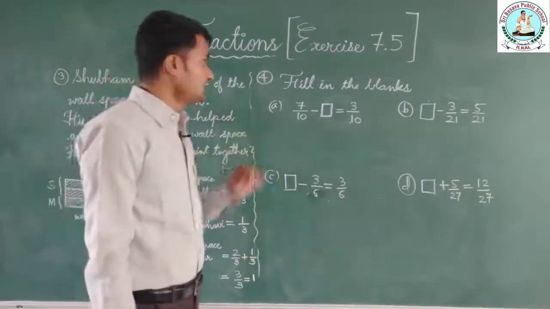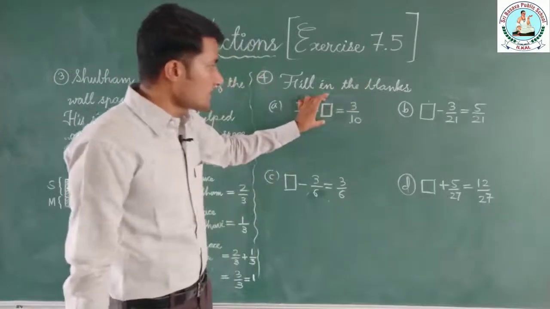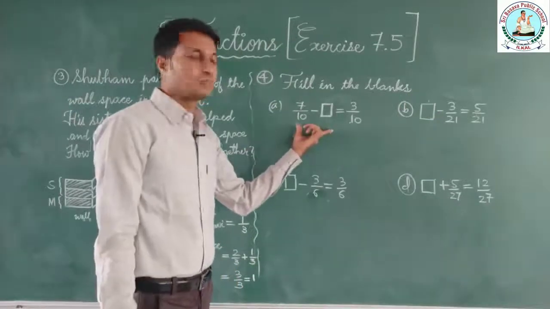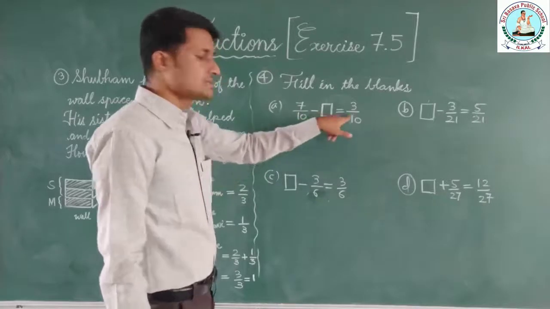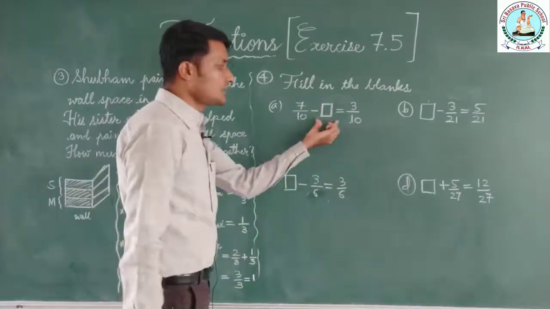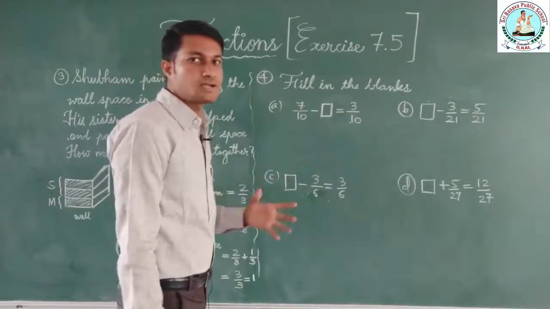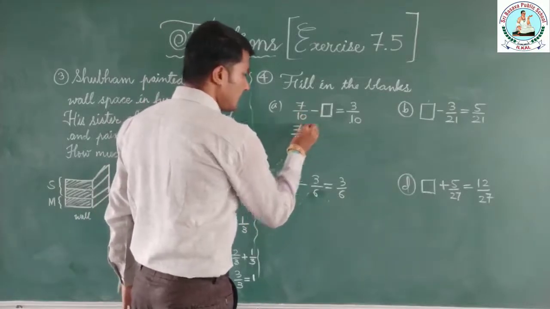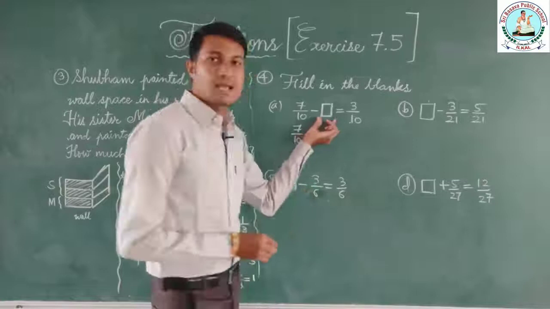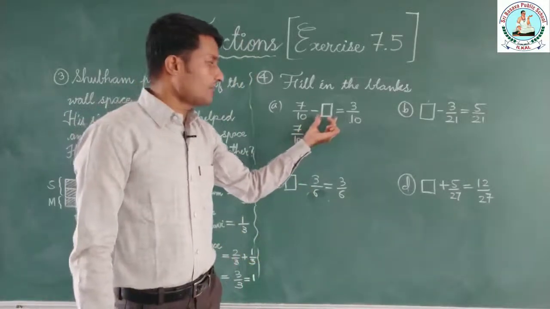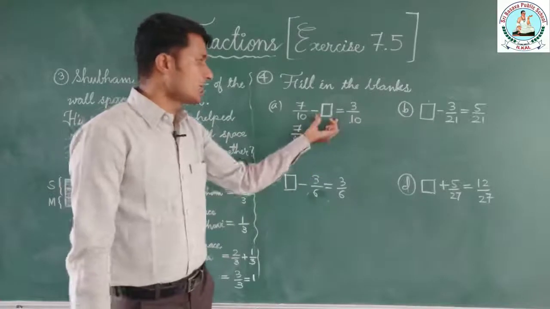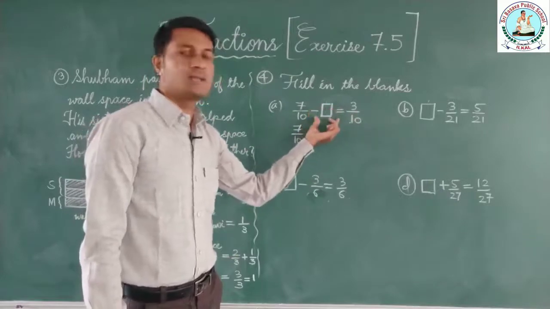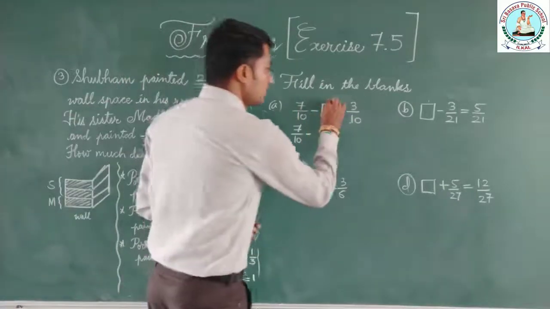Let's go for the fourth one, fill in the blanks. So these are the blanks, we need to fill those blanks with the appropriate answer. When you look at the first question, that is 7 by 10 minus blank equals 3 by 10. In such a case, treat this blank as an unknown thing, because you don't know the value of this blank. So write this first fraction as it is, 7 by 10, and write the minus sign as it is, and just transpose this blank from the left hand side to the right hand side, because it is unknown to us, but this 3 by 10 is known to us. That's why bring this 3 by 10 in place of the blank and take this blank in place of 3 by 10.